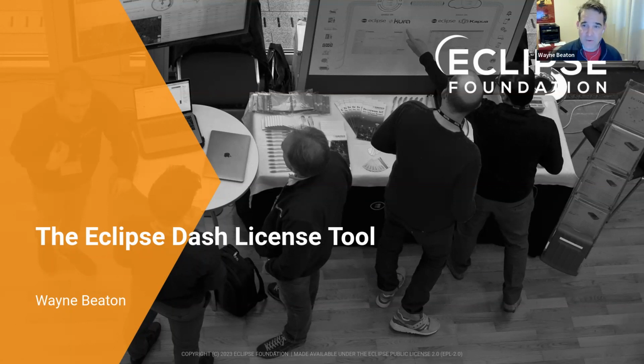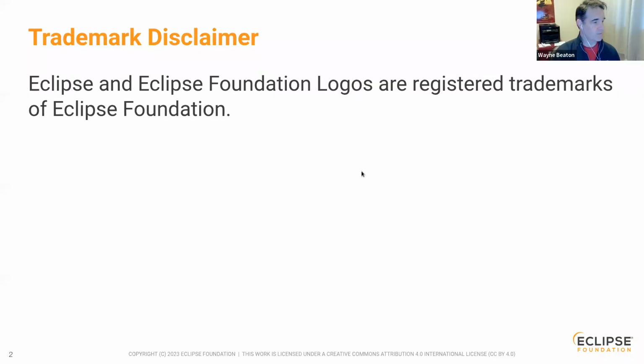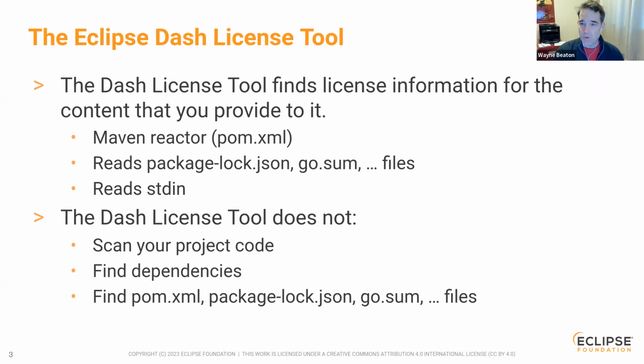Today, I want to talk a few minutes about the Eclipse Dash license tool, which is a tool that we created to help committers navigate the IP due diligence process and, frankly, implement the Eclipse Foundation's intellectual property due diligence process. The trademark disclaimers, just to make sure that everybody understands what we do here, or what the Dash license tool does. The Dash license tool finds license information for content that you provide to it.